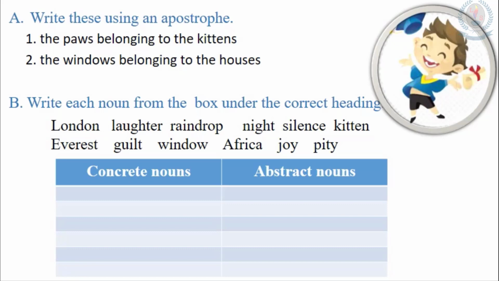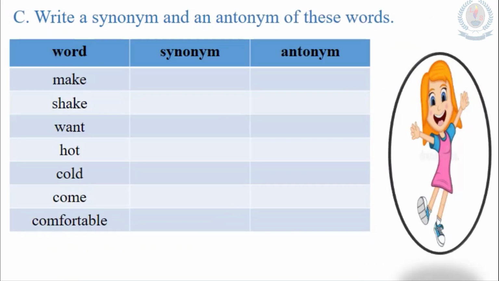Now, here are some exercises that you have to do. Read the question carefully and answer it. The first one is write these using an apostrophe. Second one is write each noun from the box under the correct heading. Third question is write a synonym and an antonym of these words. I have given some words. Write the synonym and antonym.